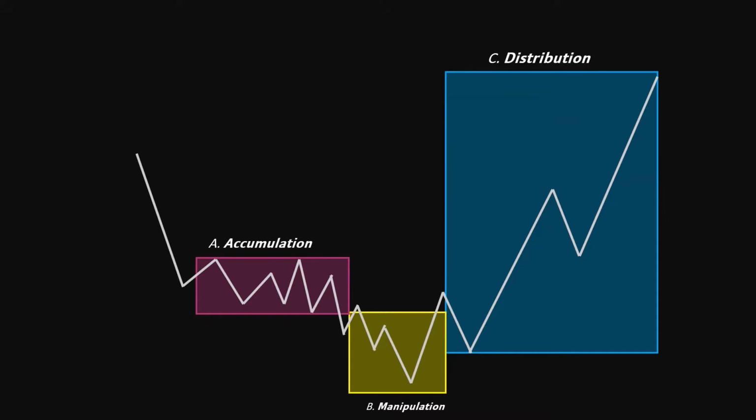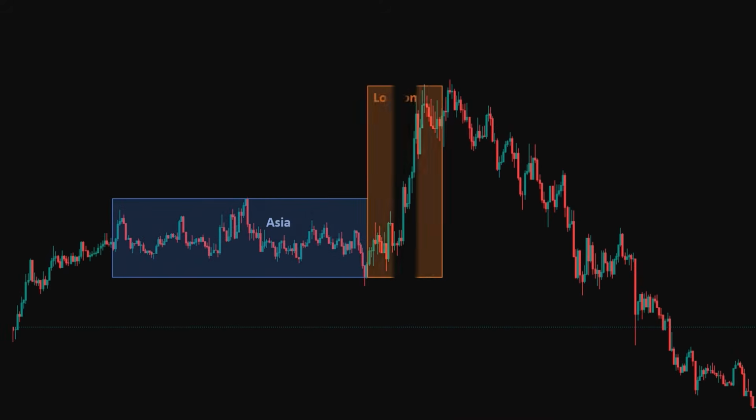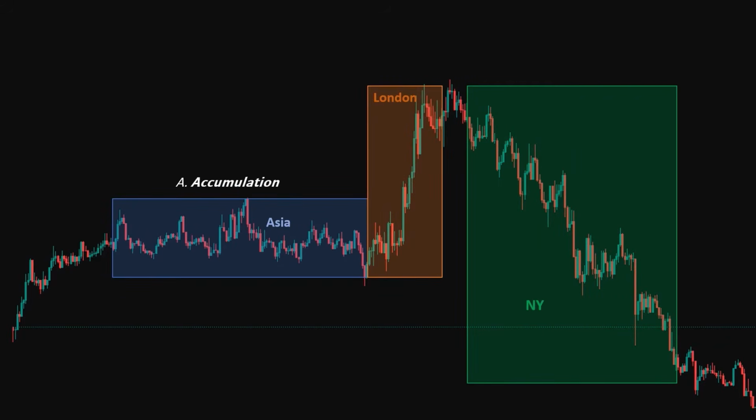Now here's how it typically plays out across the forex kill zones. Asian session is usually the accumulation phase, where price consolidates. London session brings the manipulation, often forming the day's high or low. New York session delivers the distribution, with a clean move in one direction. And finally, the London close is often used as a profit-taking window, where price locks in the day's high or low.